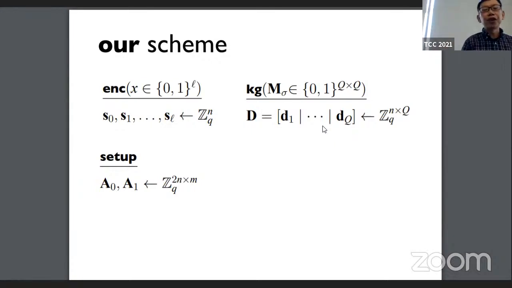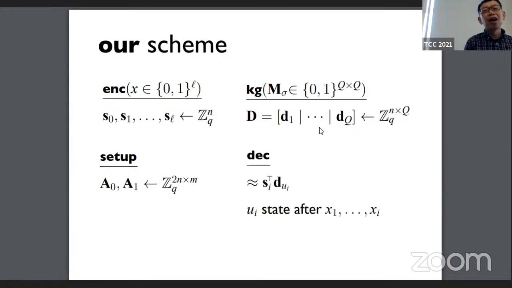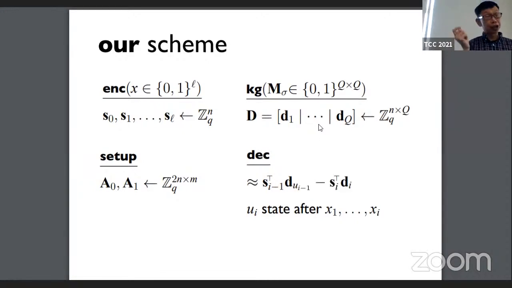The basic decryption invariant is that for every I, if after reading the first I bits of the input you reach the state U sub I, you're going to be able to compute an approximation of S sub I times D sub U sub I. So the D vector corresponds to the state U sub I, and the secret S sub I corresponds to the I-th bit. The way we achieve this invariant is that we only compute the successive differences between these values, and then you can do a telescoping sum. That's basically what we're going to do.